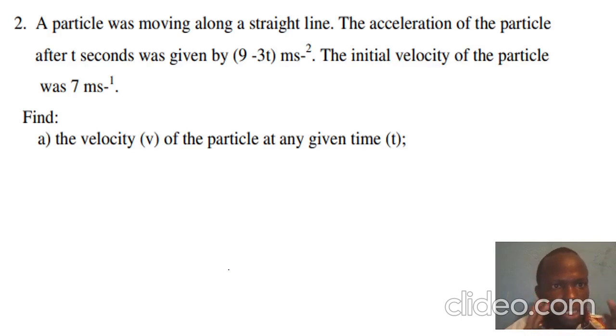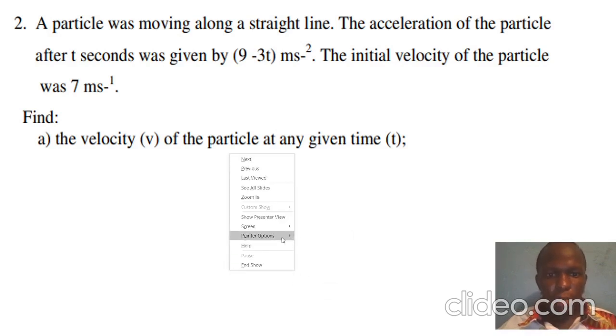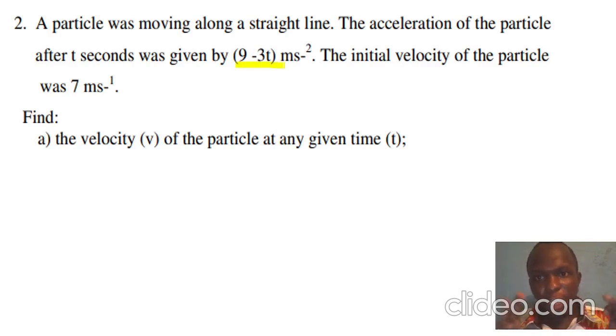Question. A particle was moving along a straight line. The acceleration of the particle after t seconds was given by 9 minus 3t meters per second squared. The initial velocity of the particle was 7 meters per second. Find the velocity of the particle at any given time.